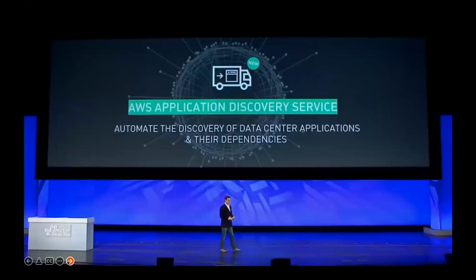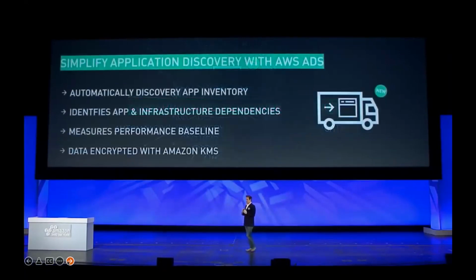And so today we're announcing the availability of the AWS Application Discovery Service, which allows you to automate the discovery of data center applications and their dependencies. So with the Application Discovery Service, AWS ADS, you can automatically discover your application inventory. You can identify the applications themselves and their infrastructure dependencies on-prem. You can measure a performance baseline of those applications.